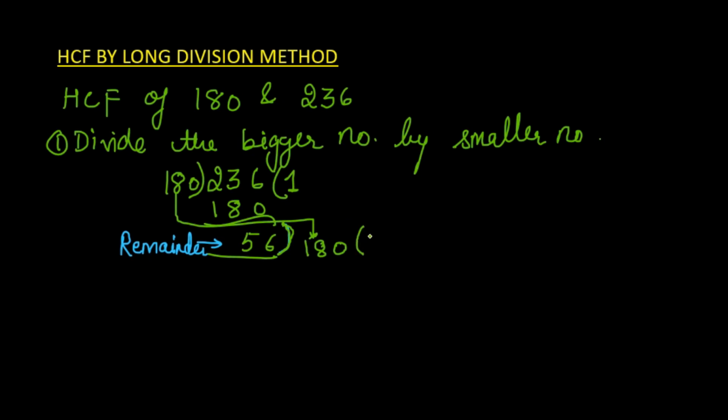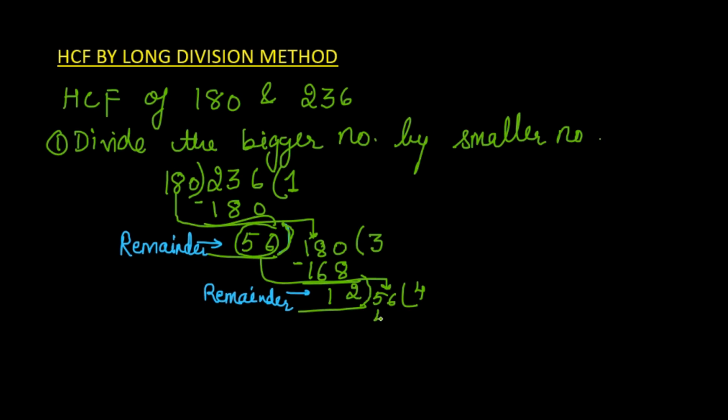Let us see. So we have 56 threes are 168. Let us subtract again. We get 12. So now here 12 is our remainder. And that will become our new divisor, and we will be dividing the previous divisor by 12. 12 fours are 48. We are left with an 8 here on subtraction.